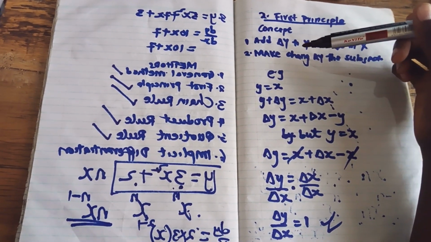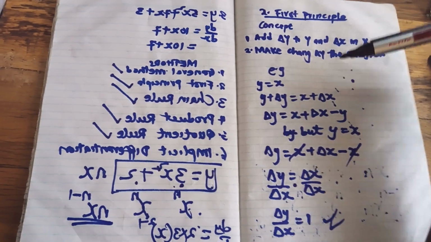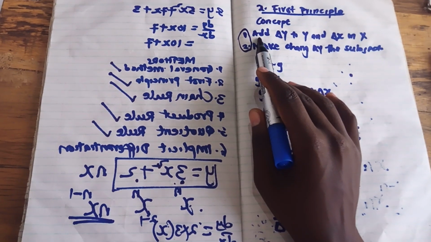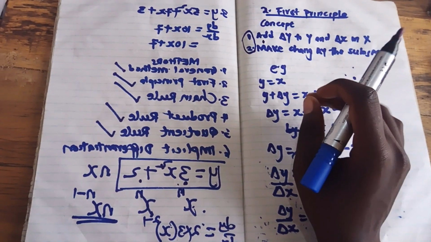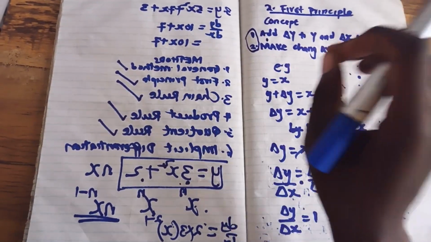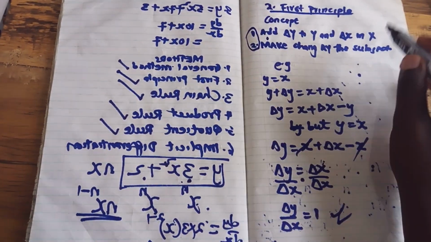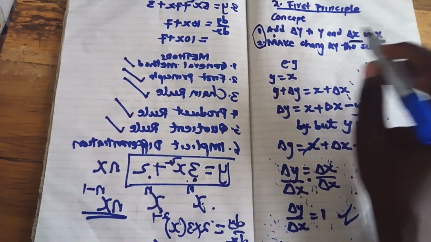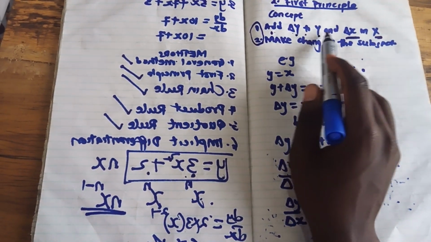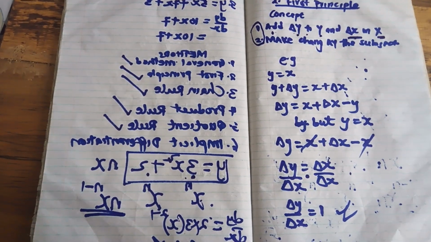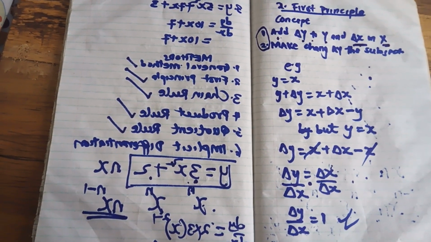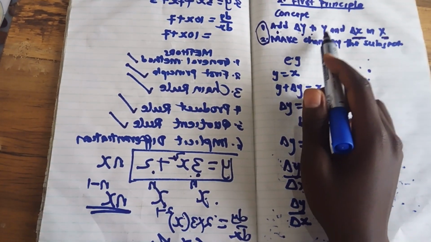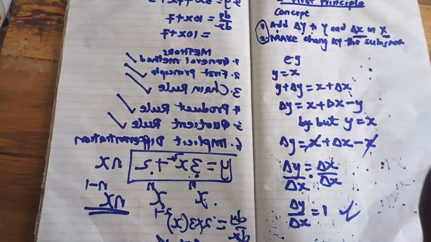The first knowledge you should use in this method: you should be aware of these two items. The first is to know that whenever you see y, you have to add the change in y, and where you see the value of x, you have to add the change in x. Add change in y to y and change in x to x.